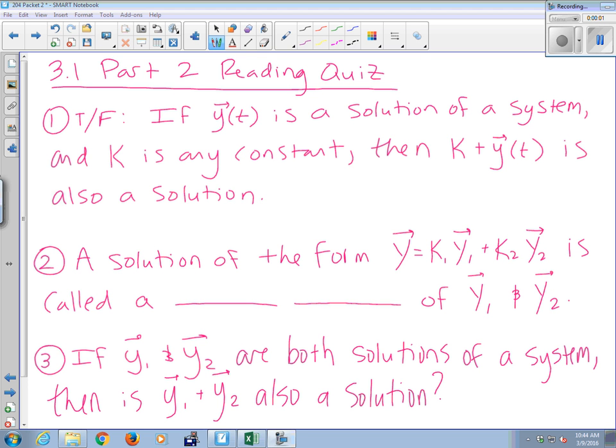Okay, true or false? If y is a solution of a system and k is any constant, then k plus y is also a solution. False. What is also a solution? K times y.